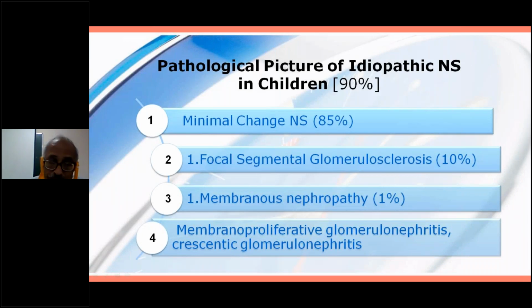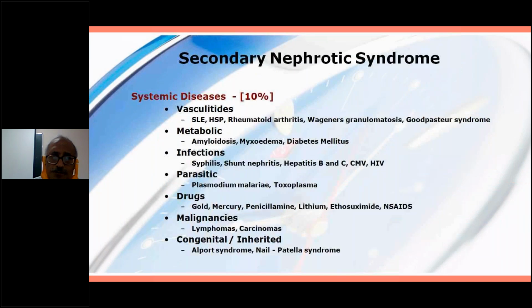Speaking of idiopathic nephrotic syndrome, as I said, 90% of the cases are idiopathic. So we shall have a little more clarity about this. The majority of them are minimal change nephrotic syndrome. The second most common is focal segmental glomerulosclerosis, 10%. Membranous nephropathy is 1%, and all other membranoproliferative or secondary causes come under membranoproliferative glomerulonephritis. Again, we are discussing mostly the minimal change today.